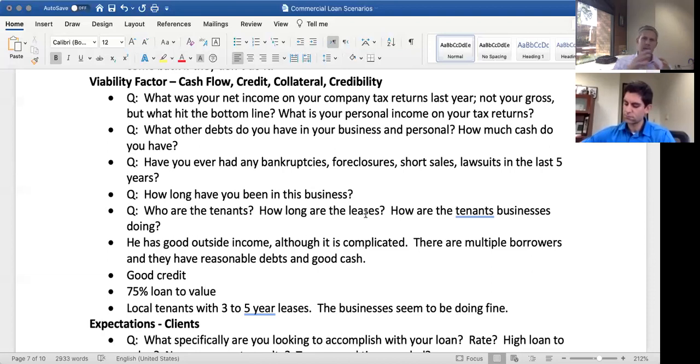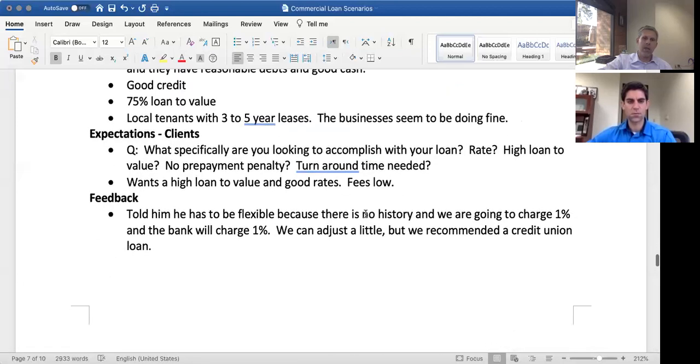So we're trying to get a sense for that tenant to find out if these are solid leases that we can bank on. Well, thankfully, they were local tenants with 3 to 5 year leases, and the businesses were doing fine. No issue there. And he wanted 75% loan to value. So we were good with the viability.